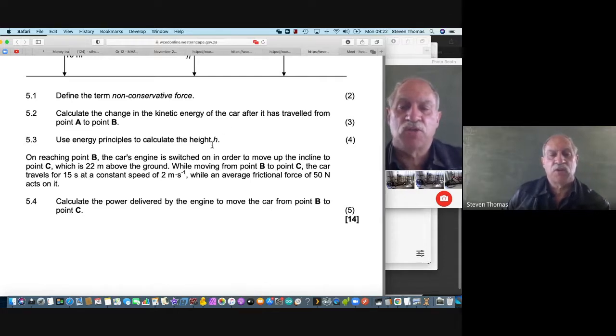So let's suppose we calculate H, and then it goes from H to 22 meters above the ground. While moving from point B to C, the car travels for 15 seconds at a constant speed of 2 meters per second. Okay, so this should be highlighted. So now if it's moving at a constant speed, we know that the forces are balanced, while the average frictional force of 50 newtons acts on it. Okay. So what are they doing? Calculate the power delivered by the engine to move the car from point B to point C.